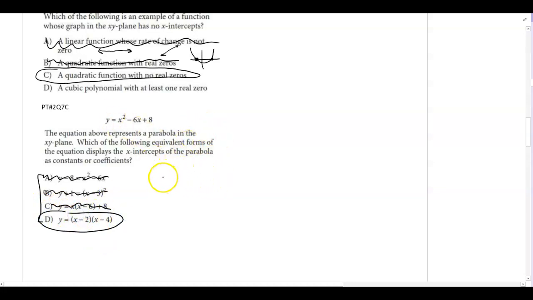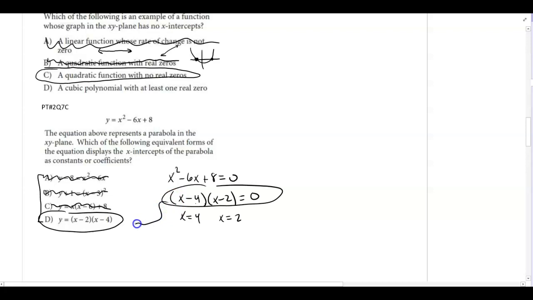Well, remember, for the x-intercepts, you're basically going to let y equal 0. So x squared minus 6x plus 8 equals 0. And then you're either going to use the quadratic formula or factor. What numbers multiply to give me 8 and add up to negative 6? That would be negative 4 and negative 2. Therefore, you can identify right away that one x-intercept would be at 4, the other would be at 2. So right away from this form, you can identify the x-intercepts, and that's what they're looking for.